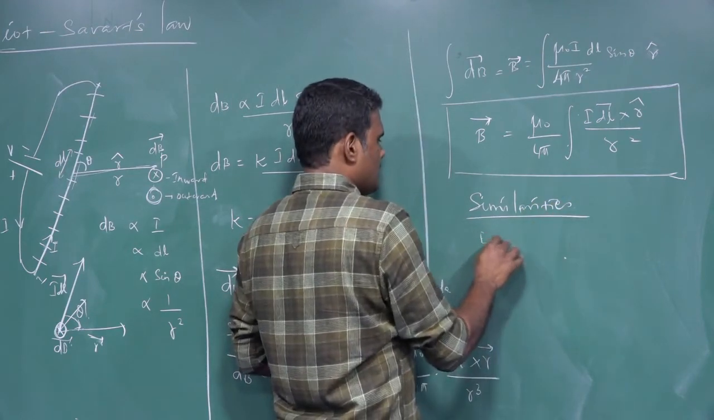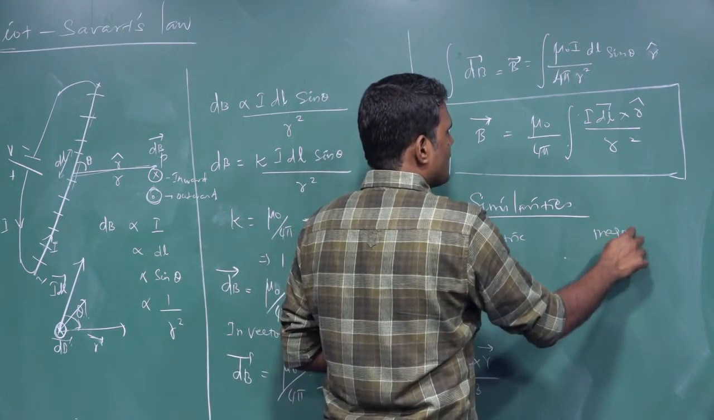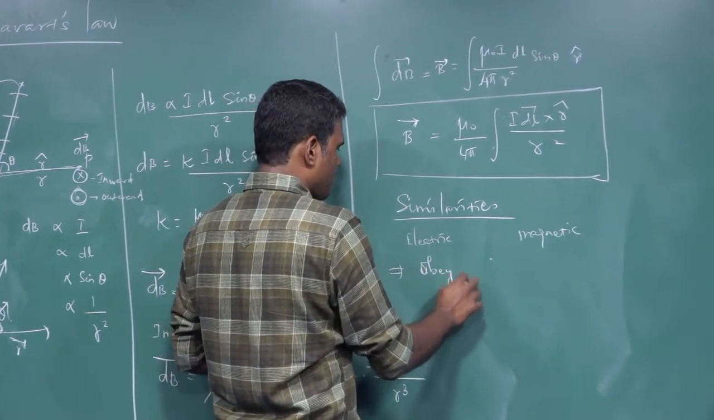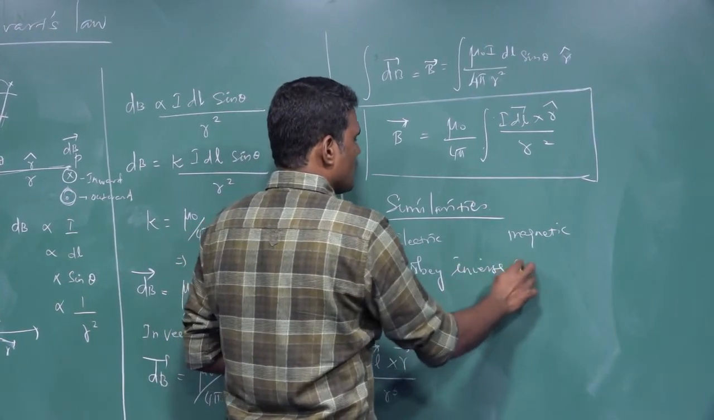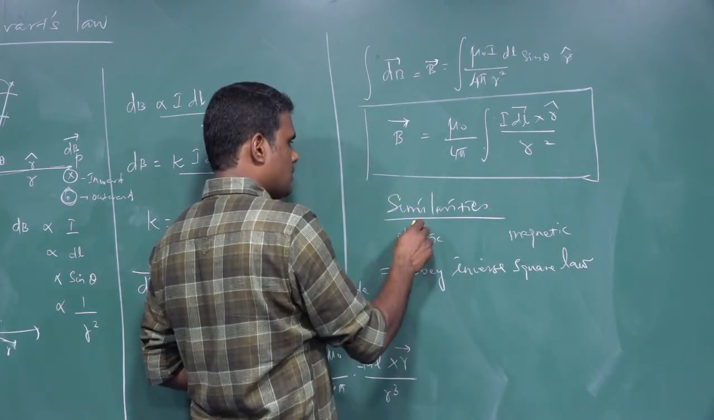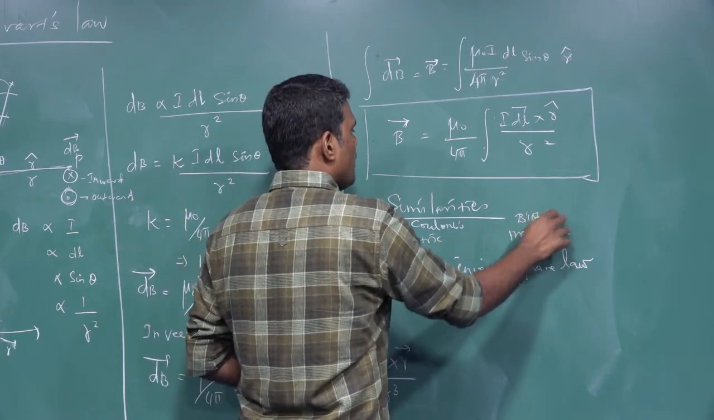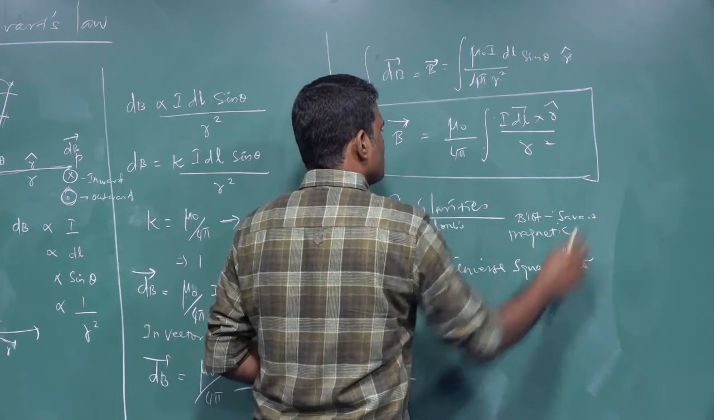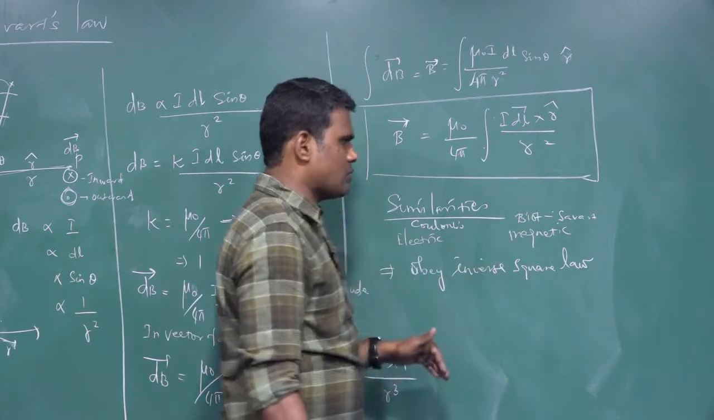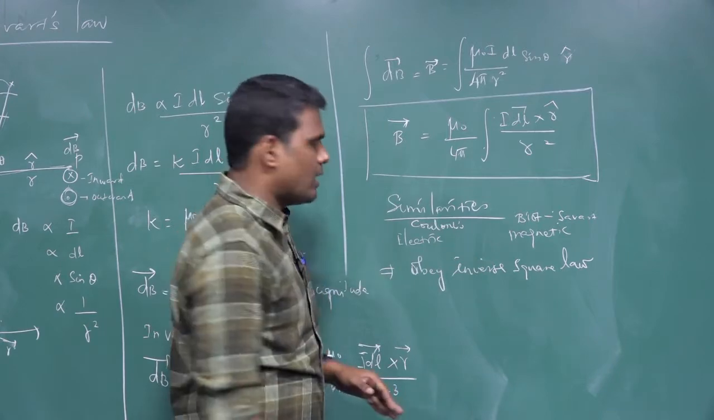Similarities. Coulomb's law is for the electric field and Biot Savart's law is for the magnetic field. Both obey the inverse square law. This is Coulomb's law. This is Biot Savart's law. We are speaking about the similarities. Coulomb's law deals with the electric fields, and Biot-Savart's law deals with the magnetic fields due to current carrying conductors. Both the laws obey the inverse square law.